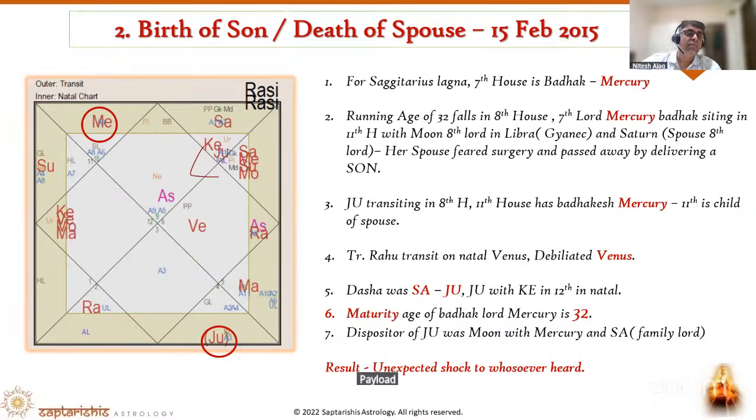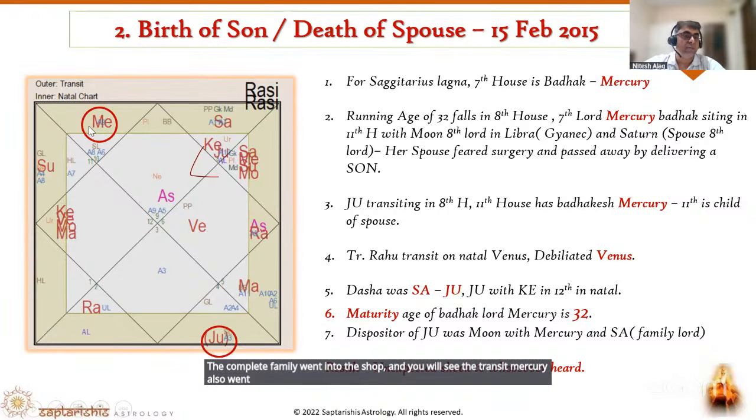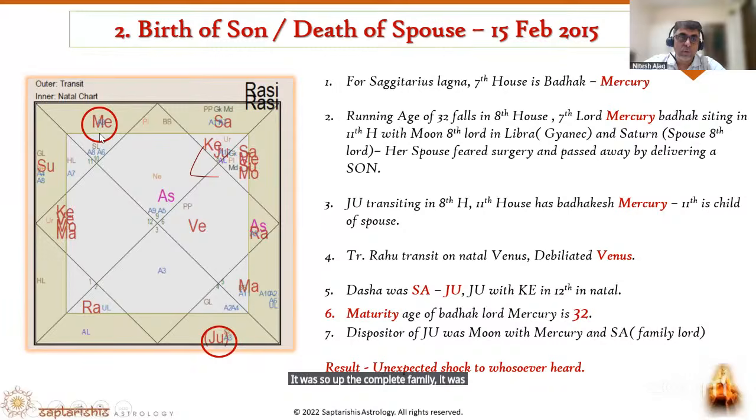The complete family was involved, and you will see transit Mercury also went to the second house at that time. It was a shock for the complete family. It was the birth of the new kid. The birth of the new kid happened properly, but the wife didn't stay, and she passed away.